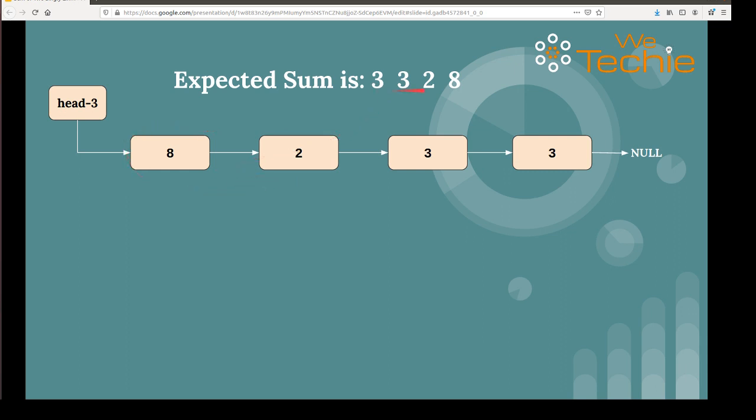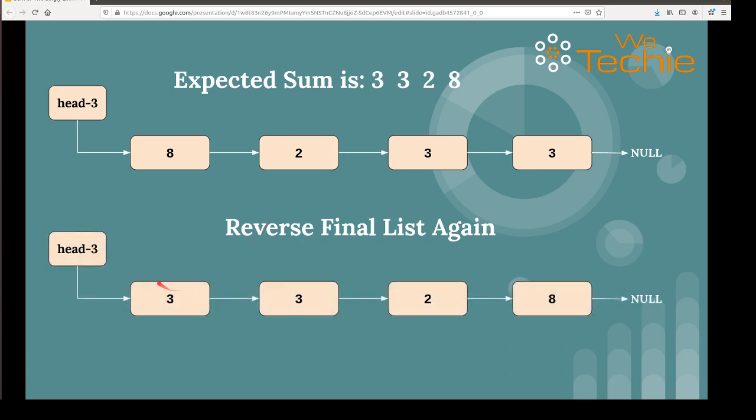But we are expecting 3328. So when we reverse this list, only then will our output match the expected sum, right? So let's reverse this final list again. After performing the reverse operation on this list, the final reversed list looks like this.